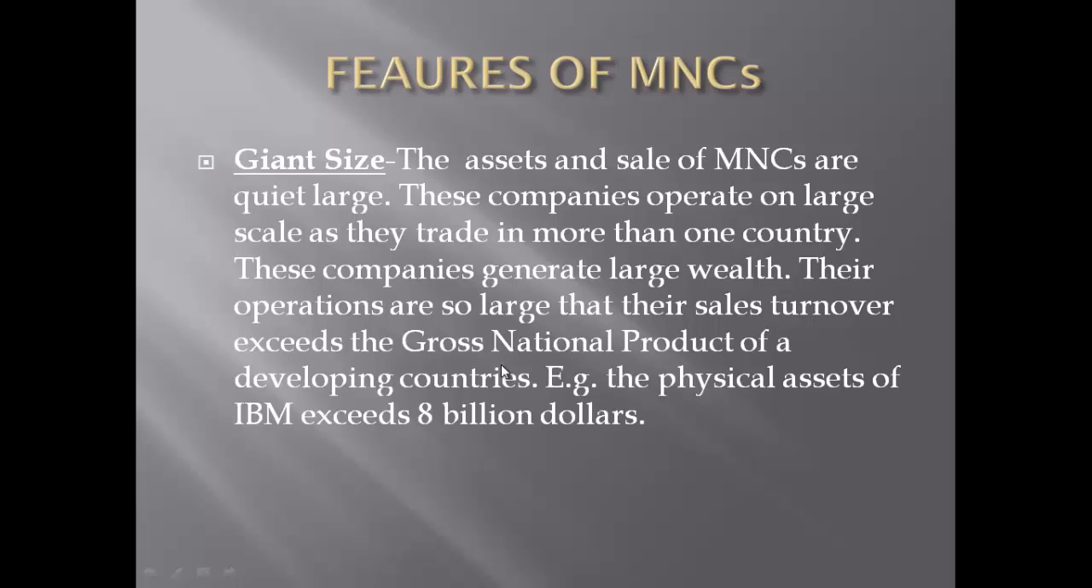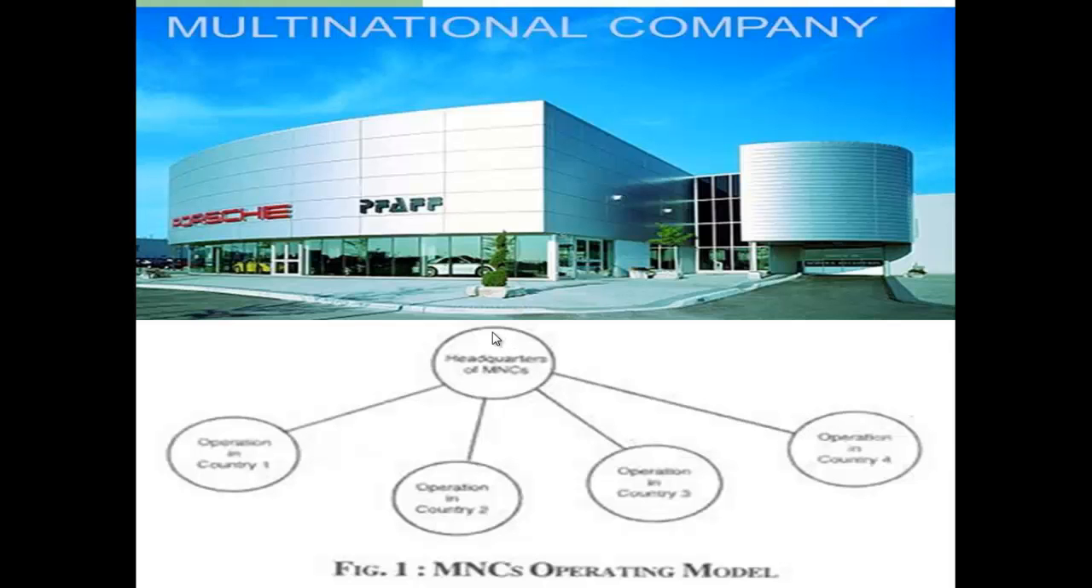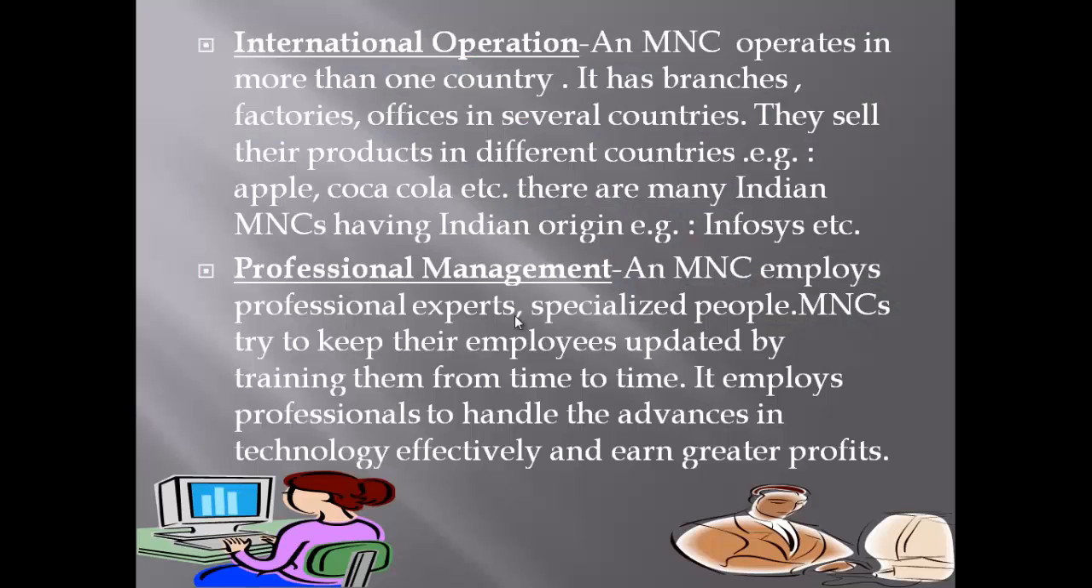Then features of MNCs: giant size. The assets and sales of MNCs are quite large. These companies operate on a large scale as they trade in more than one country. These companies generate large wealth. Their operations are so large that their sales turnover exceeds the gross national product of developing countries. For example, the physical assets of IBM exceed $8 billion. That is quite a big sum. And among multinational companies we have Porsche, which is into automotives again, and other companies.